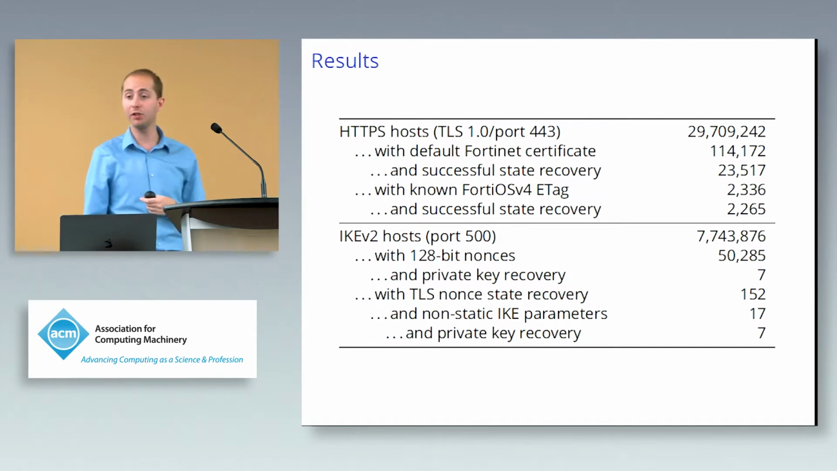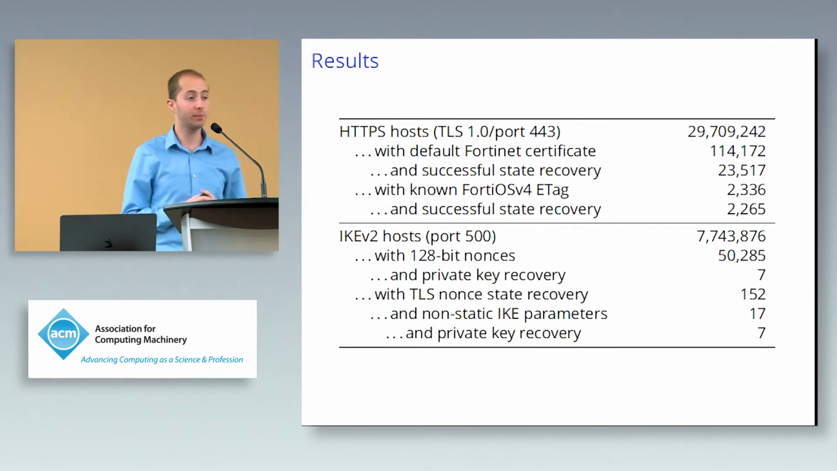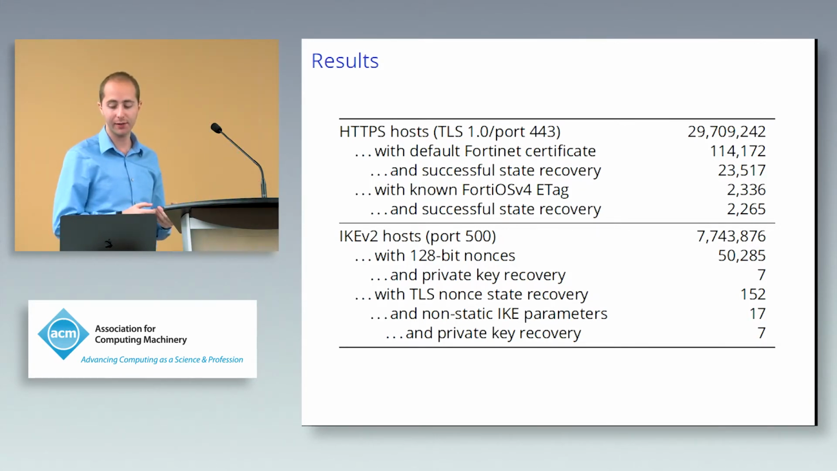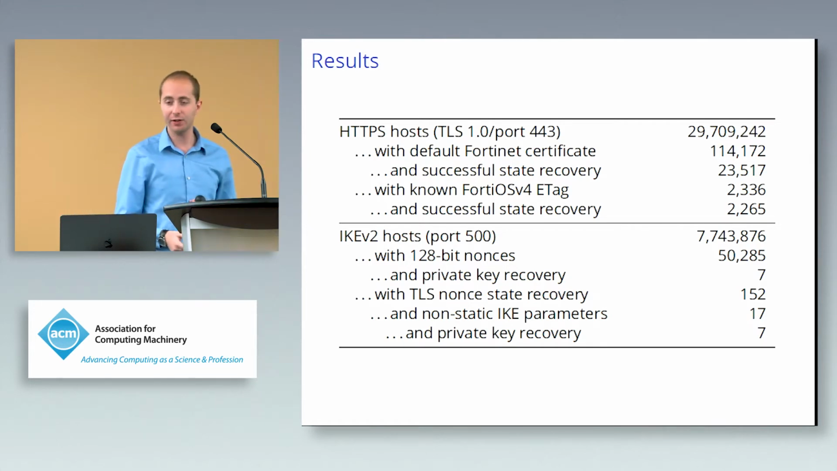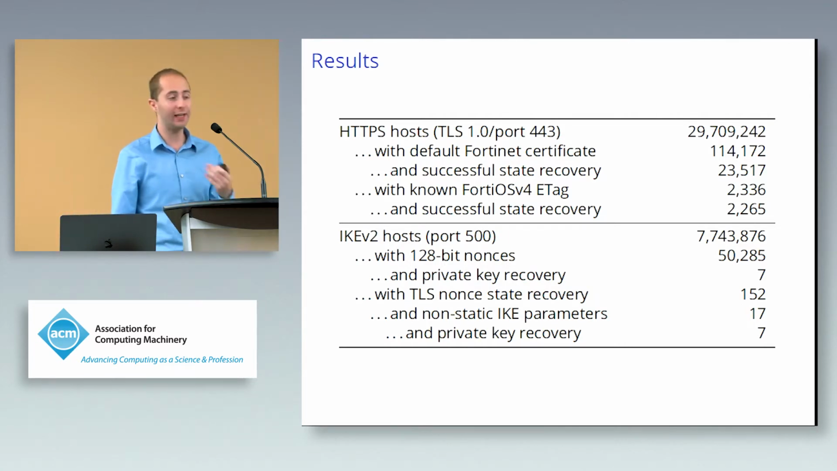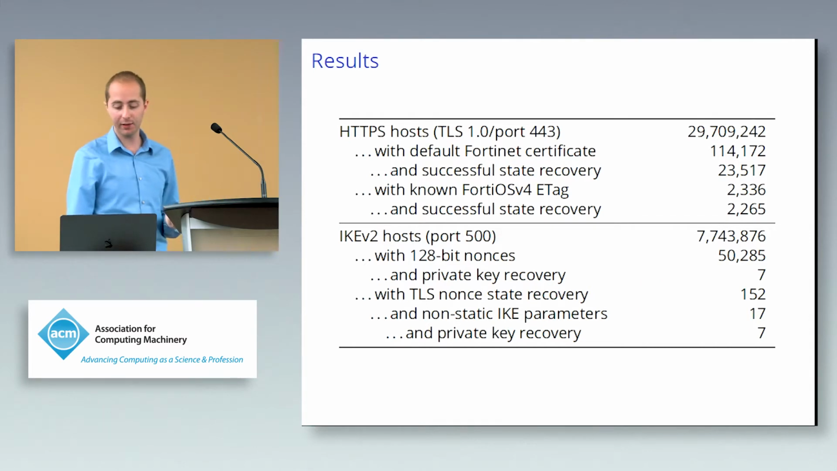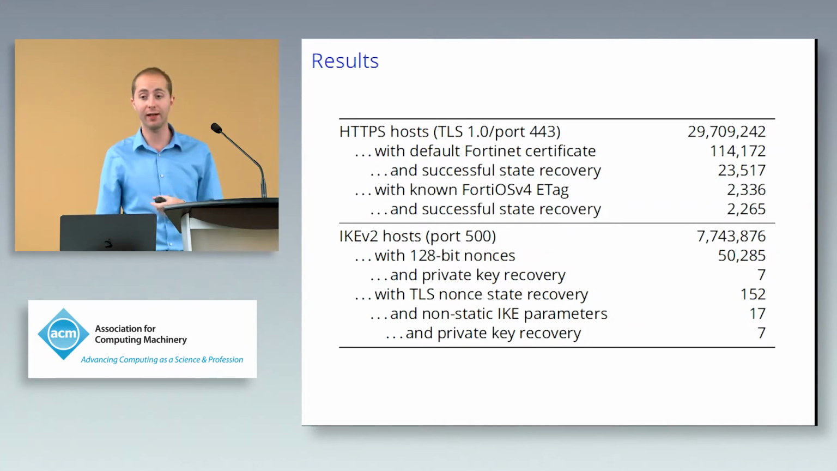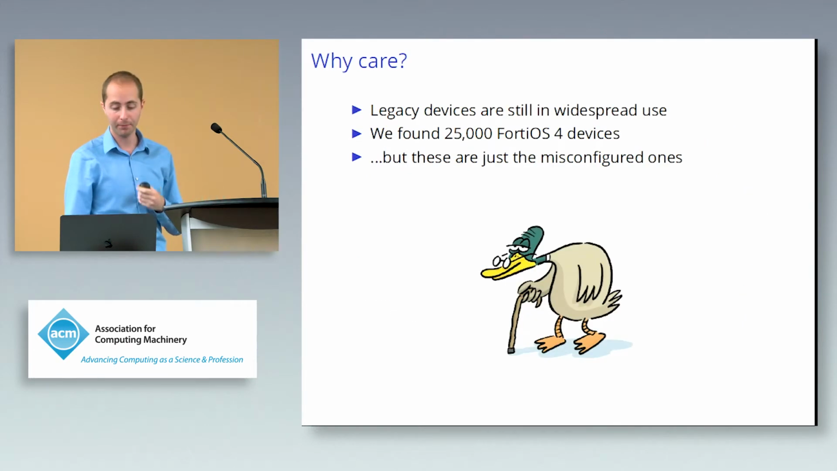For IKE v2 hosts, about 8 million hosts responded to our handshake requests. Of these, about 50,000 had the right nonce length, but of these, only 7 of them were we able to perform the full key recovery attack. And similarly, we matched these devices up to the TLS ones before, and were again only able to perform key recovery against 7 of them.